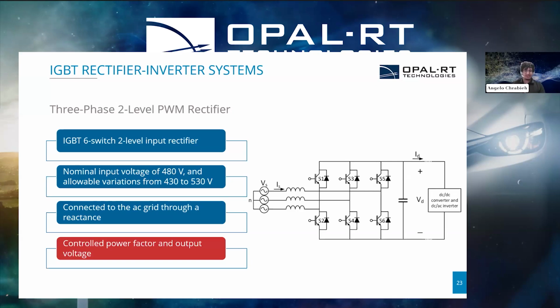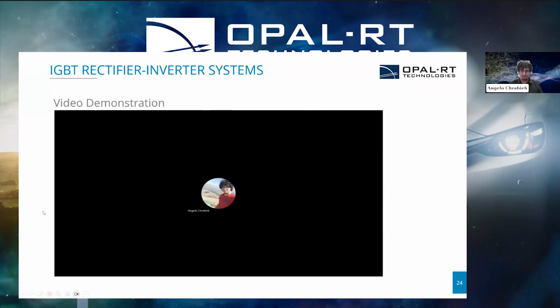In this case, the rectifier is configured with a controller in order to control the output power factor and the output voltage. So we can set the power factor that we want as an output, as well as the output voltage, which is the DC voltage that we want to have. And we can see how it will react. We're going to see that in the demonstration in the next slide.